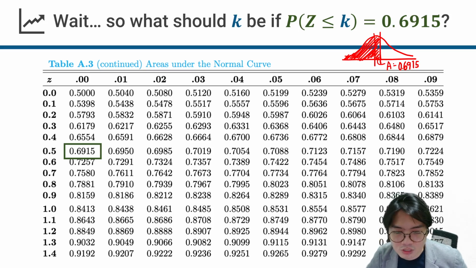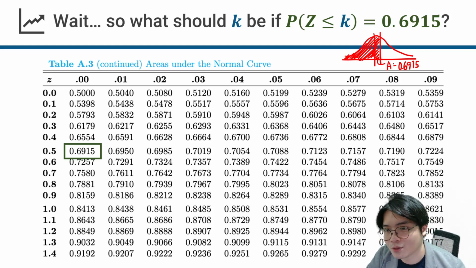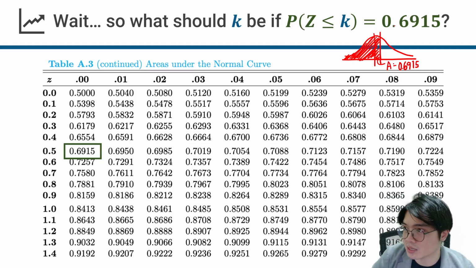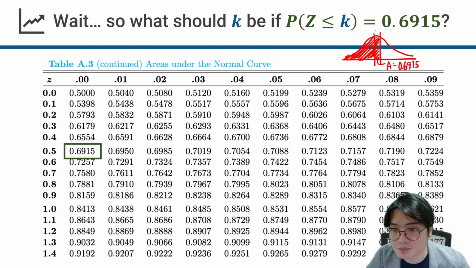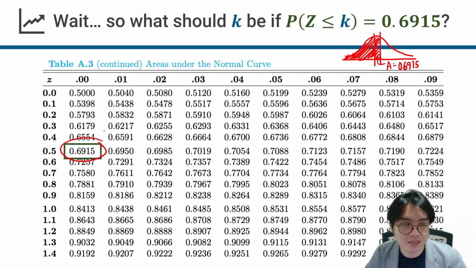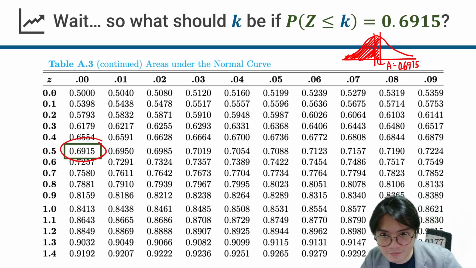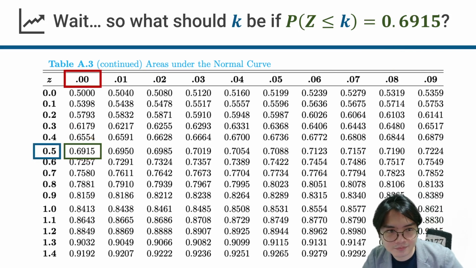That value, of course, would have to be reverse engineered from the Z tables. Sadly, there is nothing that will help you through this based on your calculator. You really are going to have to reverse this based on the Z tables. So in this case, you're going to have to find a value whose cumulative probability is 0.6915, which is apparently 0.5. That is your K.